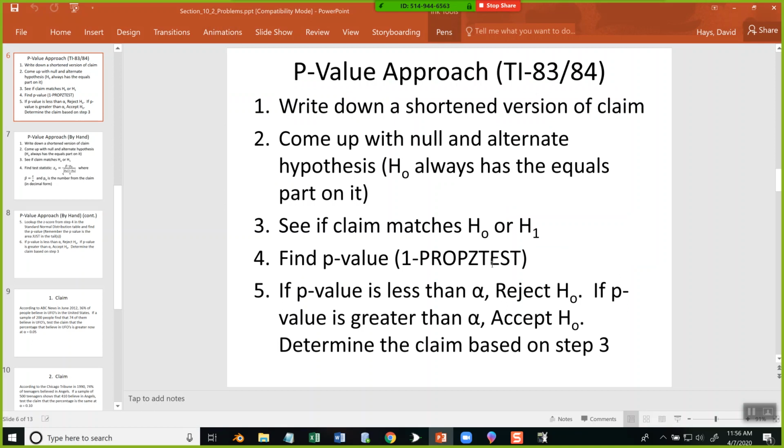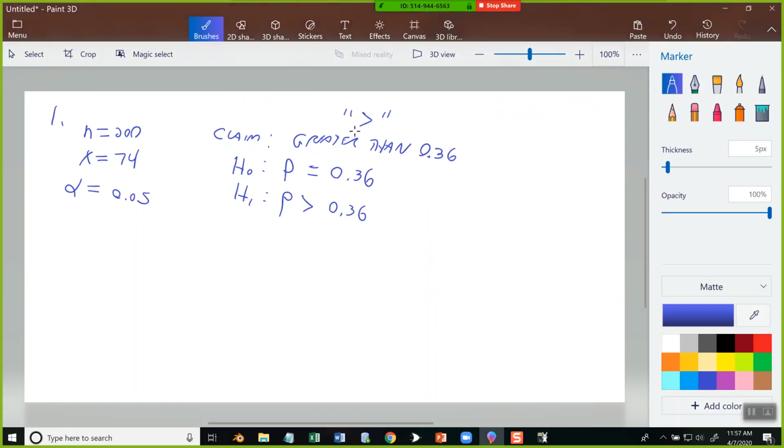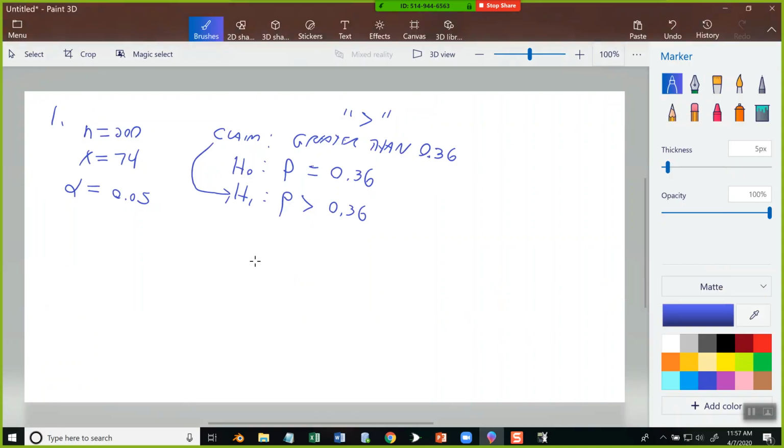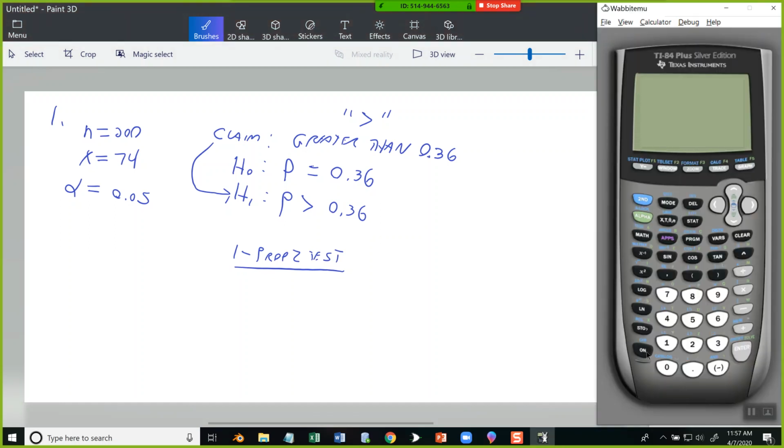Step 3, see if your claim matches H naught or H1. Since this is a greater than and this is a greater than, our claim matches H1. It's always based upon your symbol. Now, instead of doing those other steps, find a critical value, find a test statistic, we're going to find the p-value using one prop z-test. People usually like this method better because it's easier. So let's go to one prop z-test again. Go to stat, go to test, one prop z-test, number 5.